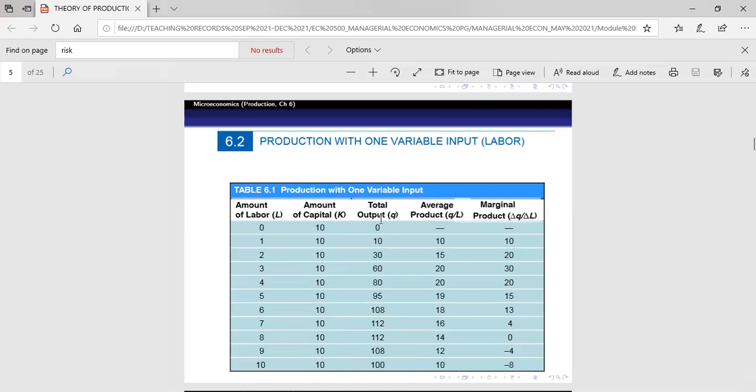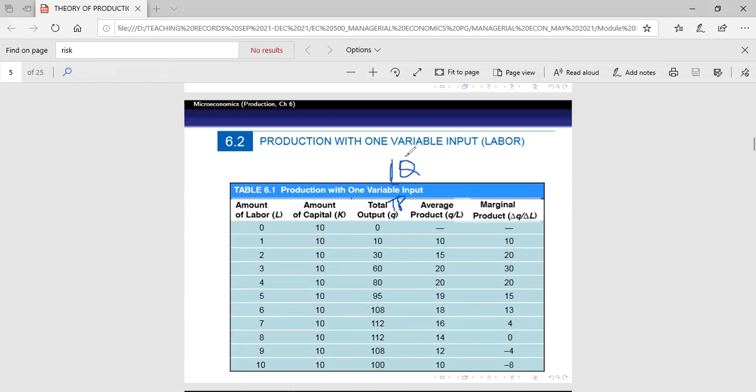Then the output, total product. Output is also the same as when we talk about total product. TP is the same as, not TP in terms of toilet paper, no, total product, right? So total product is also the same as Q. We can call it either total product or Q.